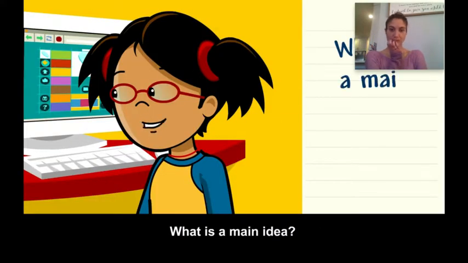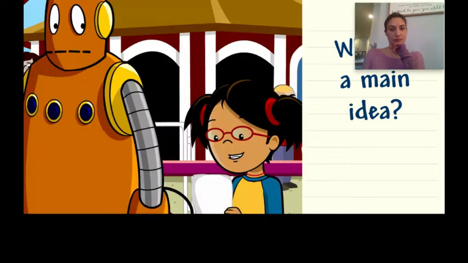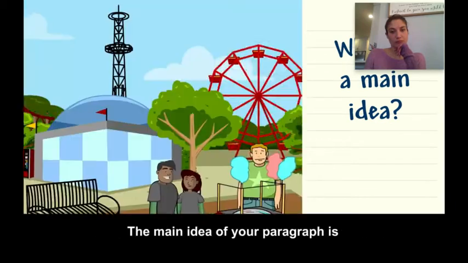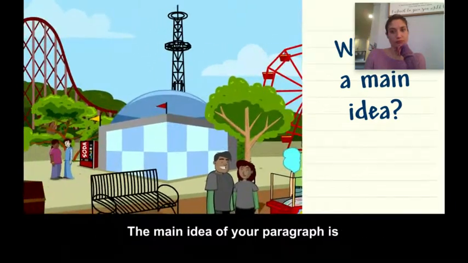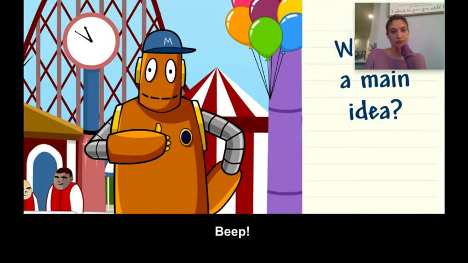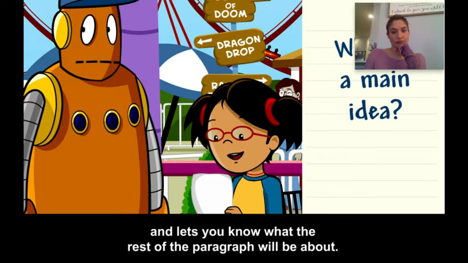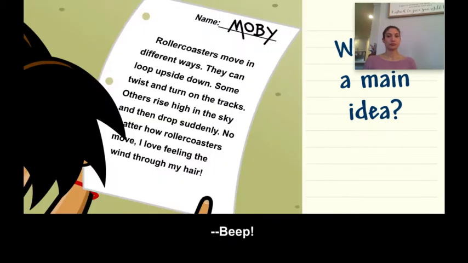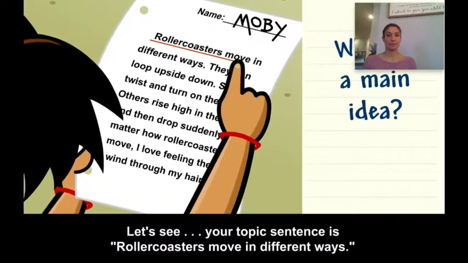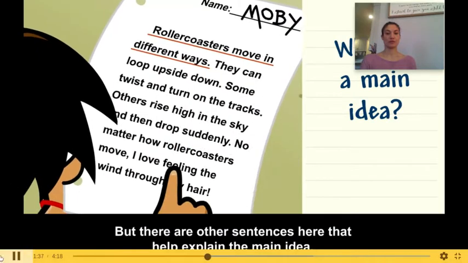What is a main idea? The main idea is the point of a piece of writing. It can be a big idea the writer wants to get across. The main idea of your paragraph is that roller coasters move in different ways. The topic sentence tells the main idea and lets you know what the rest of the paragraph will be about. Let's see. Your topic sentence is, roller coasters move in different ways. But there are other sentences here that help explain them.